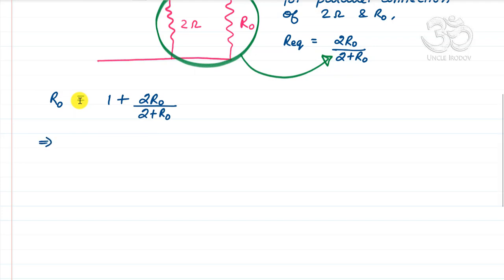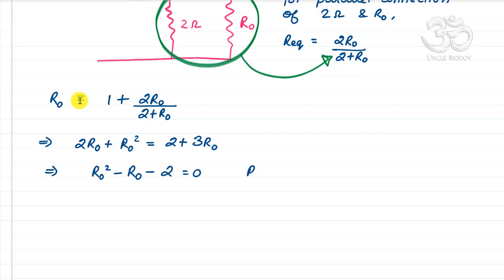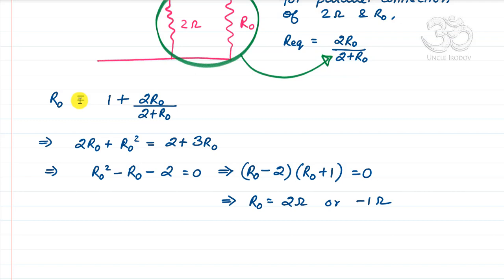So we will be able to solve this equation. 2 R naught plus R naught square is equal to 2 plus 3 R naught, and you will get R naught square minus R naught minus 2 is equal to 0, and you will get R0 minus 2 into R0 plus 1 is equal to 0. This means R0 is 2 or minus 1 ohm, and we can discard the value of minus 1 ohm. So then we know that the equivalent resistance of the circuit is 2 ohm.